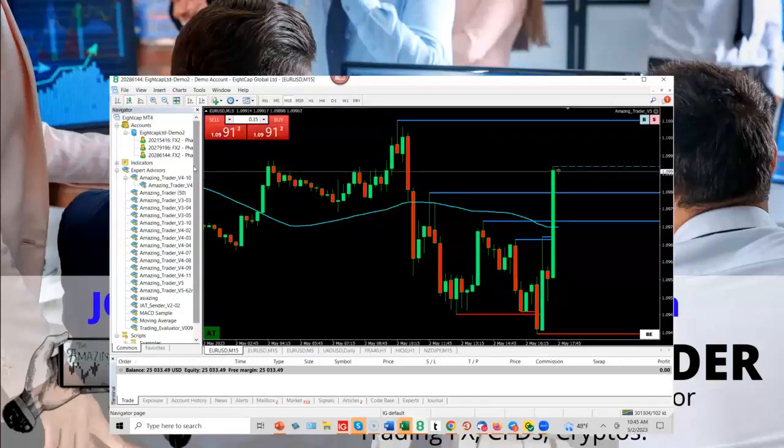Because you want to be buying when the market's buying, and you want to be selling when the market's selling, and you don't have to outguess the market. AT will tell you with its ladder lines where the directional risk is in the market.